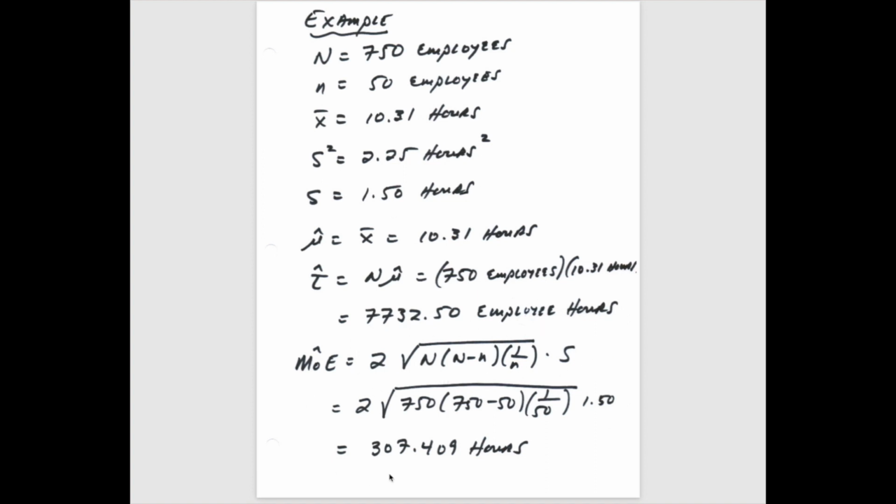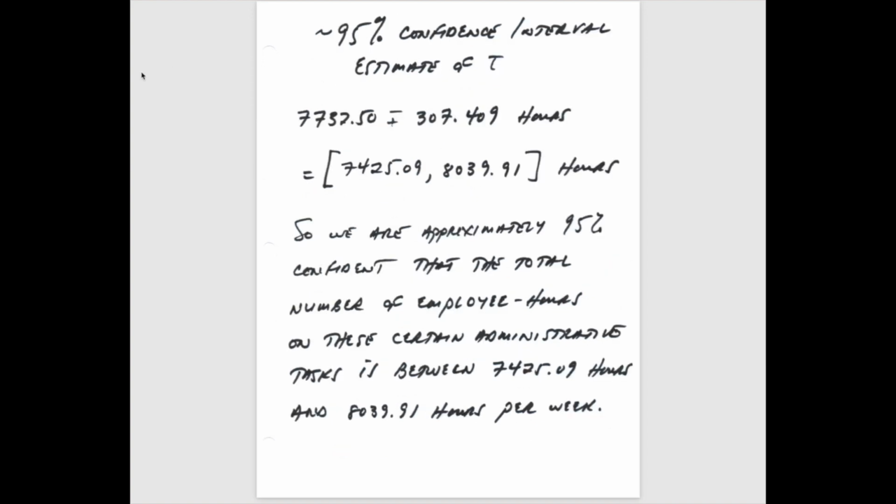And so we see here that that turns out to be 307.409 hours. Now, we can use that to come up with an approximate 95% confidence interval for the total number of hours spent by all 750 employees on these administrative tasks.